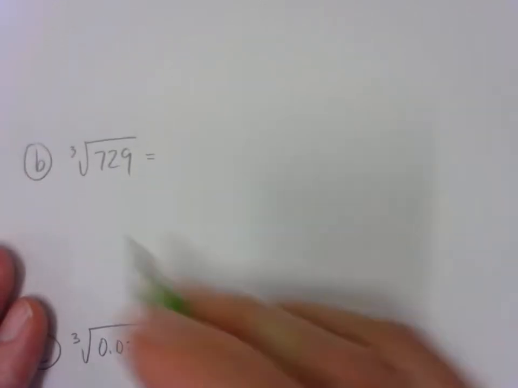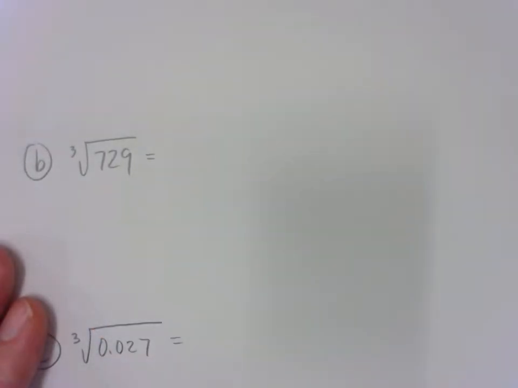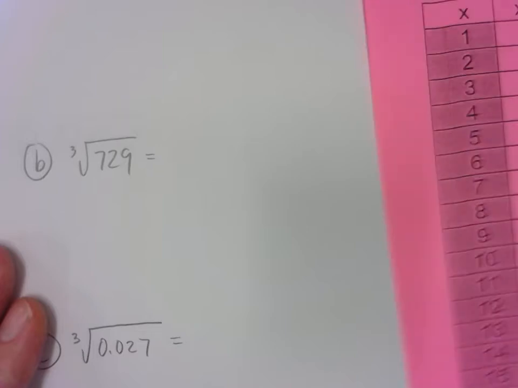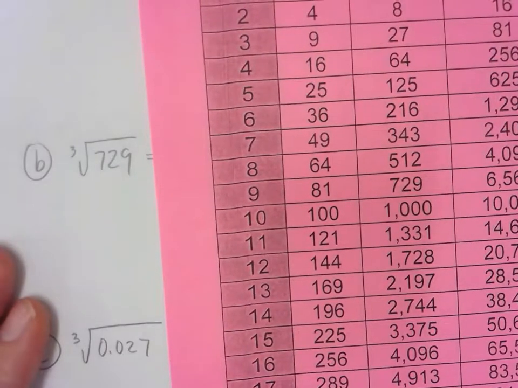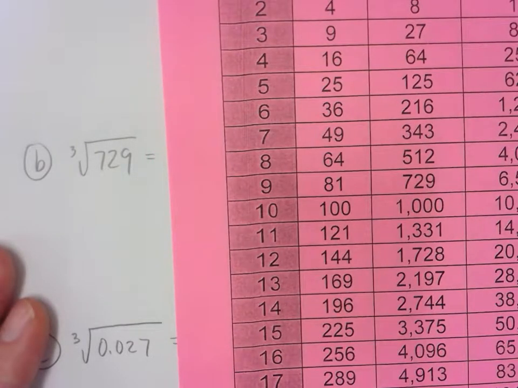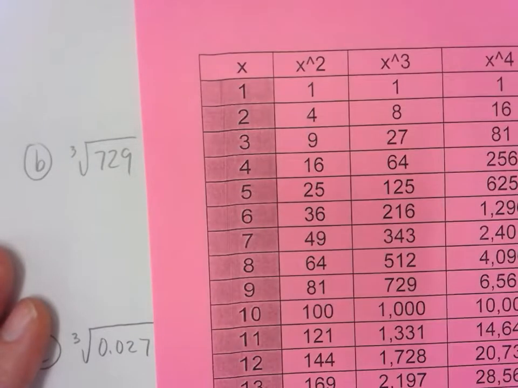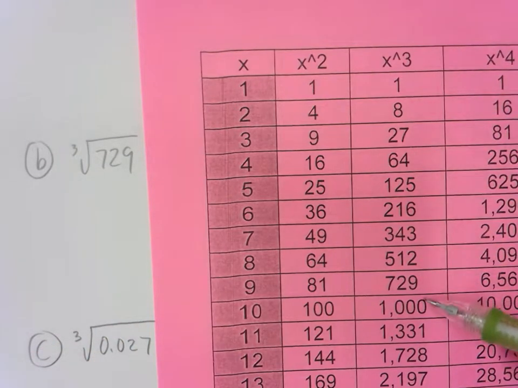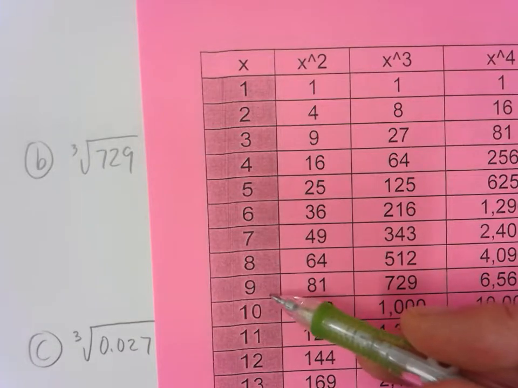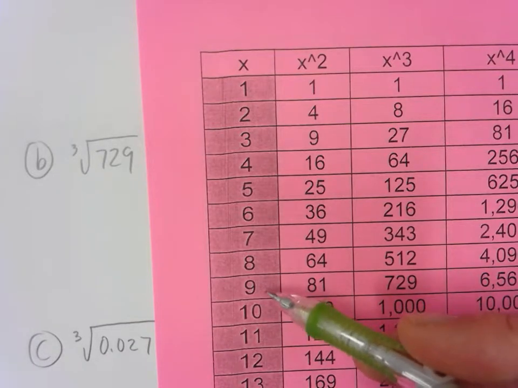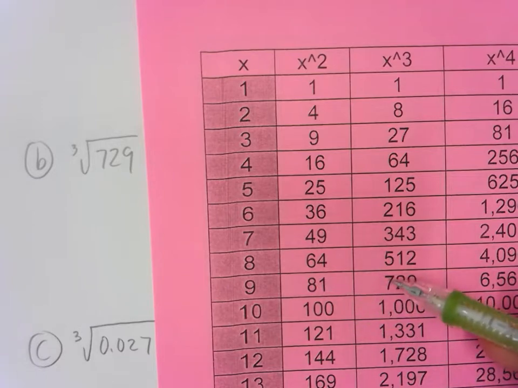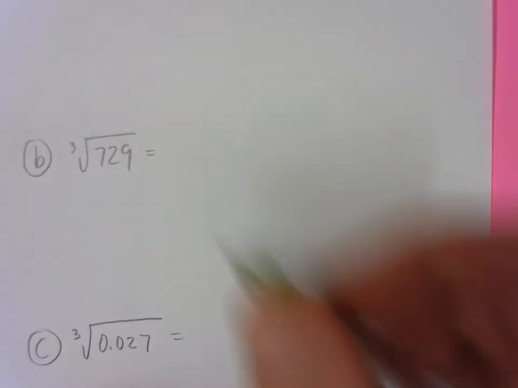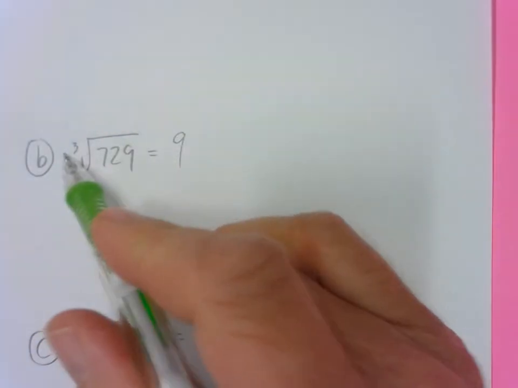The next one is cube root of 729. I like to go off of the colored paper instead of going off of your calculator, because I want you to understand the relationship between these. So we want cube root, so we look in the cube column, and you go down. Oh, there's 729. So what number is helping this happen? Oh, it's 9. It's 9 happening 3 times. So 9 times 9 is 81, times 9 is 729. So therefore, the answer is 9. 9 to the third power is 729.